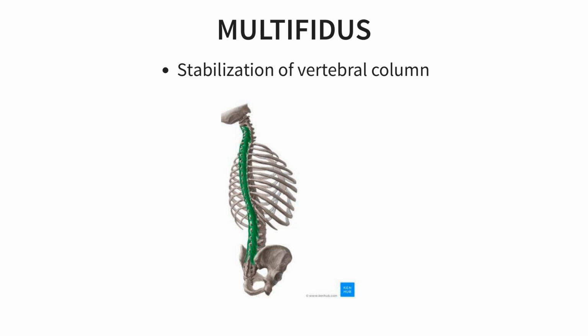The multifidus muscle lies deep in the spine, spanning across the vertebrae. It is crucial for stabilizing the vertebral column during movement. The multifidus works continuously to maintain posture and support the spine's intricate movements.